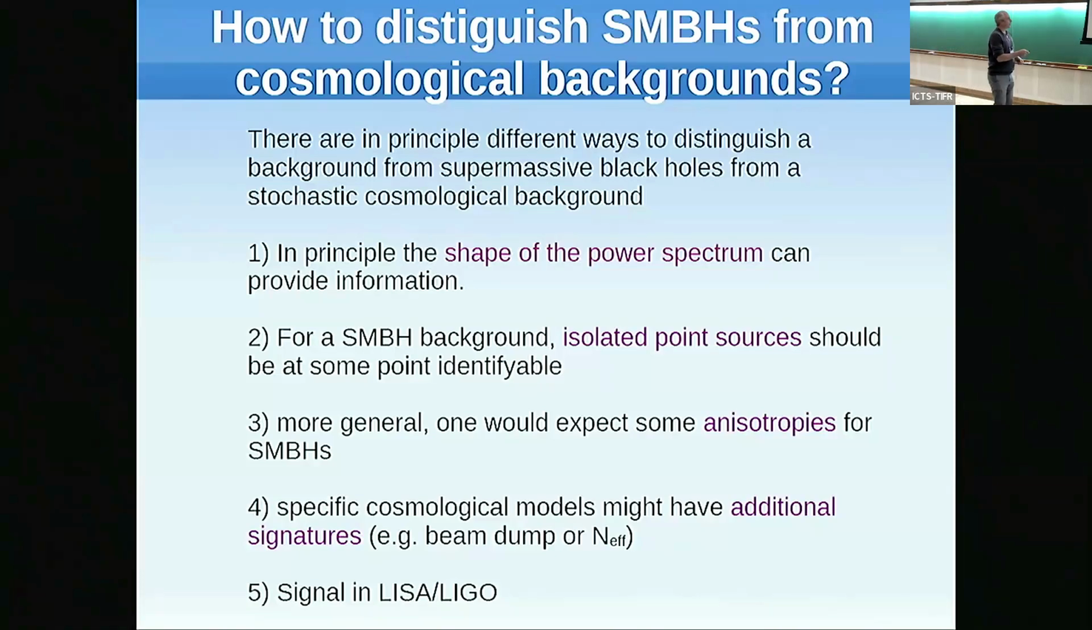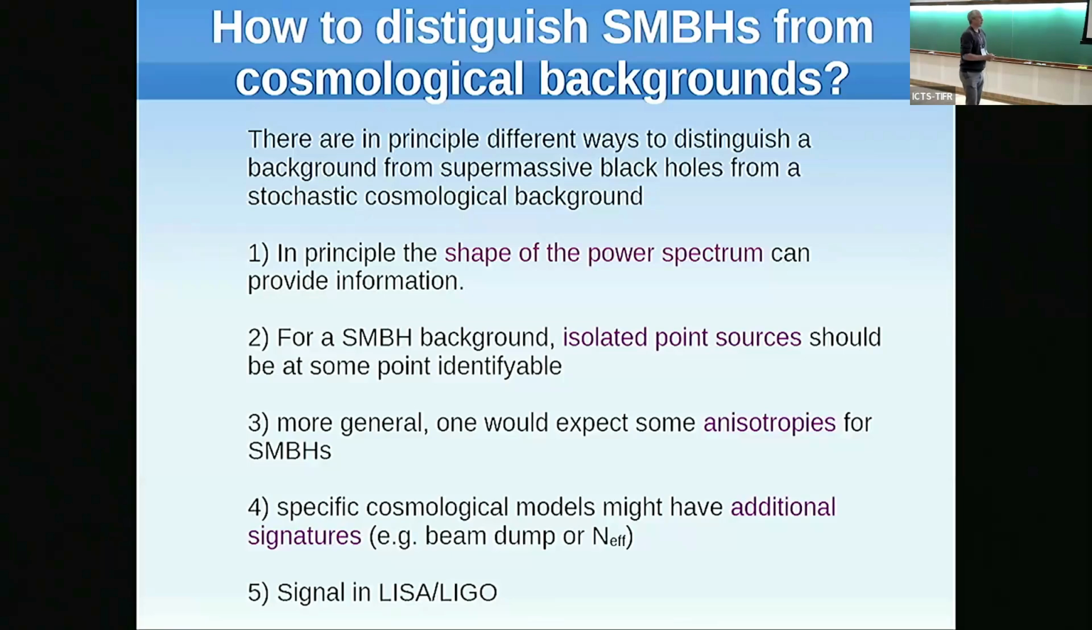So more generally, if it's not just one dominant source, you could think in terms of anisotropies. If it's really astrophysical, you would think that there are anisotropies, while if it's really primordial, you would think it's a stochastic background, and typically people would say that the stochastic background doesn't have any anisotropies.